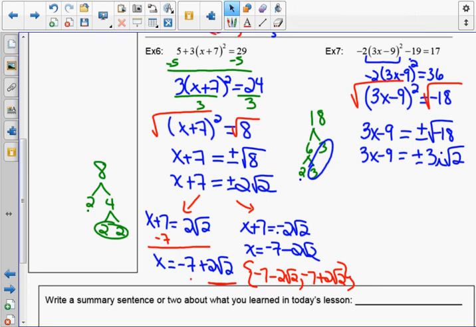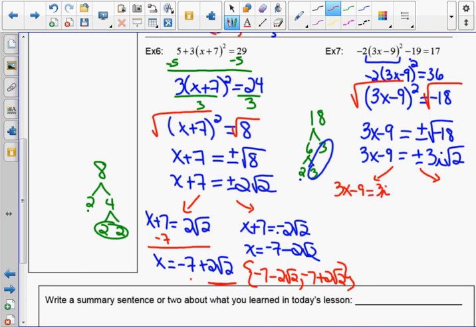Now we're ready to separate this into 2 separate equations. So we're going to have 3x minus 9 equal to 3i radical 2. And then the other equation is going to be 3x minus 9 equal to a negative 3i radical 2. Now to solve this, we're going to add the 9 to both sides. And now we're going to divide by the 3.